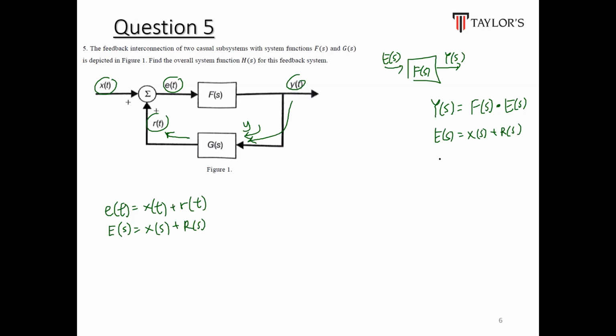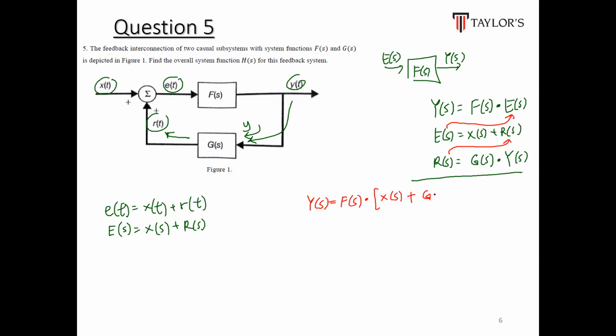So we have R(s) equals G(s) multiplied by input, which is Y(s). Now we can actually form the simultaneous equation already. The E(s) substitute on top and the R(s) substitute on top here. So we get a long equation, Y(s) equals F(s) multiplied by X(s) plus R(s), but R(s) is this one, so I should really write R(s) is G(s) multiplied by Y(s).